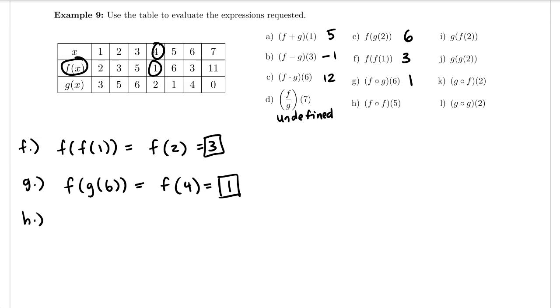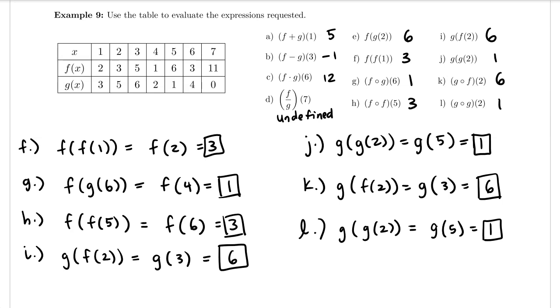Now we can move on to part H, which gives us f of f of 5. So in my table, I'm going to find 5. When I plug it into my f function, my output is 6. So this is going to equal f of 6. Now we're going to find x equals 6. If I plug that into my f function, the output is 3.